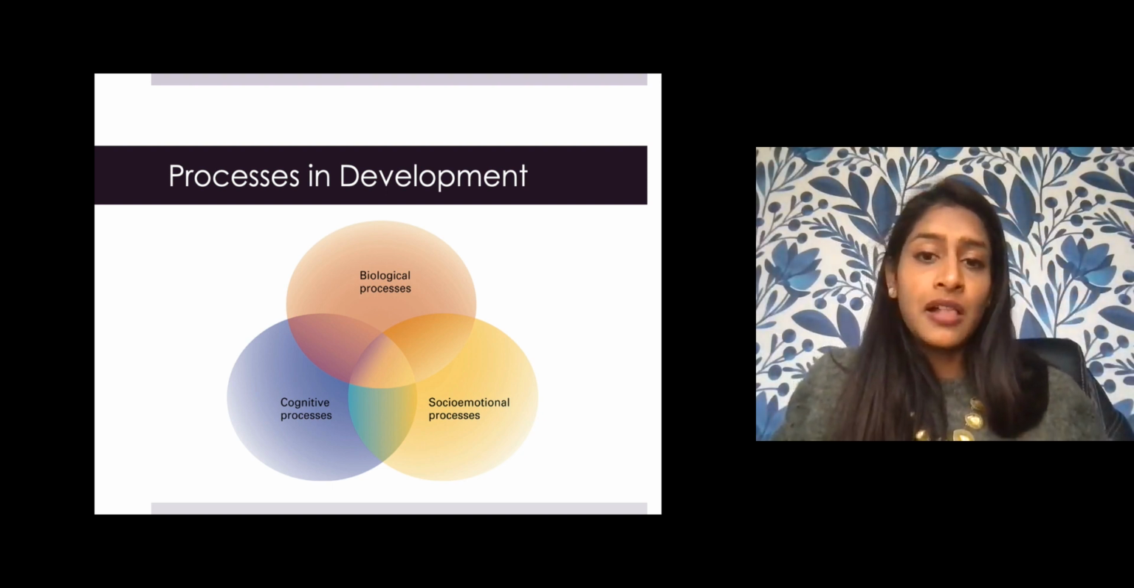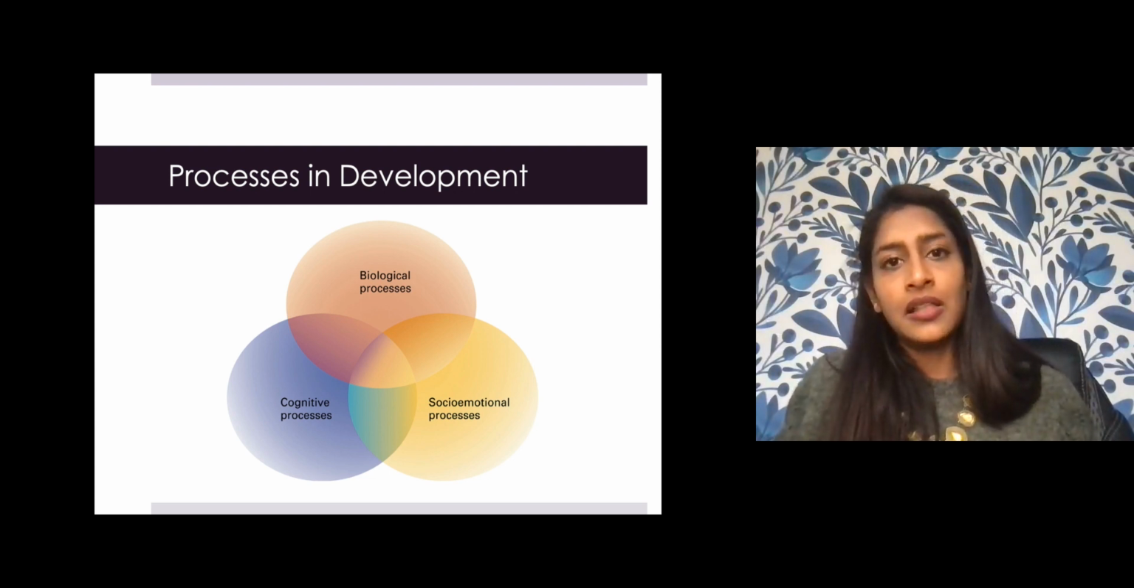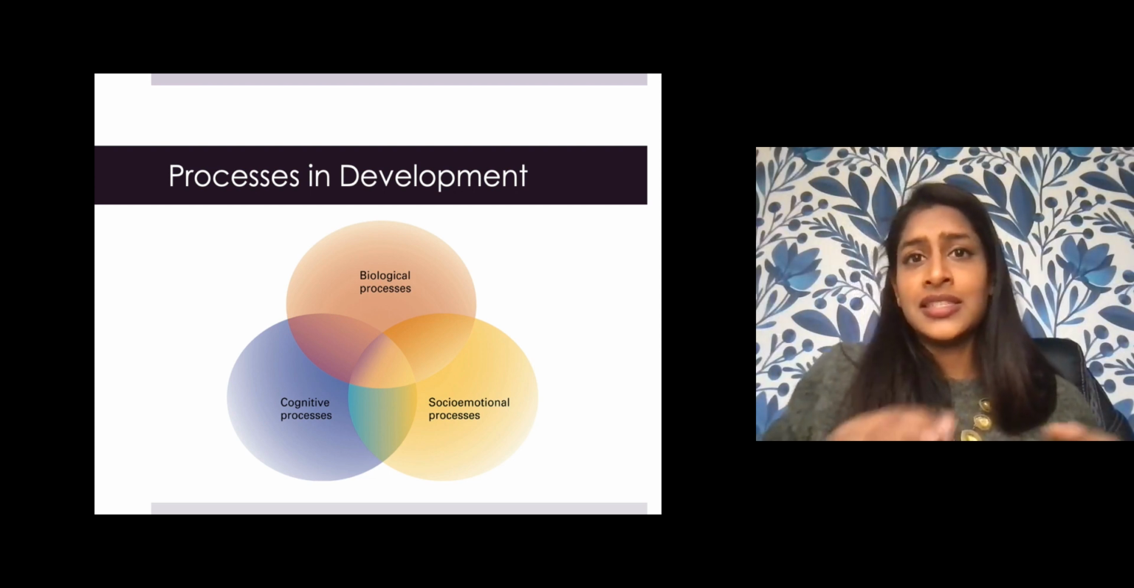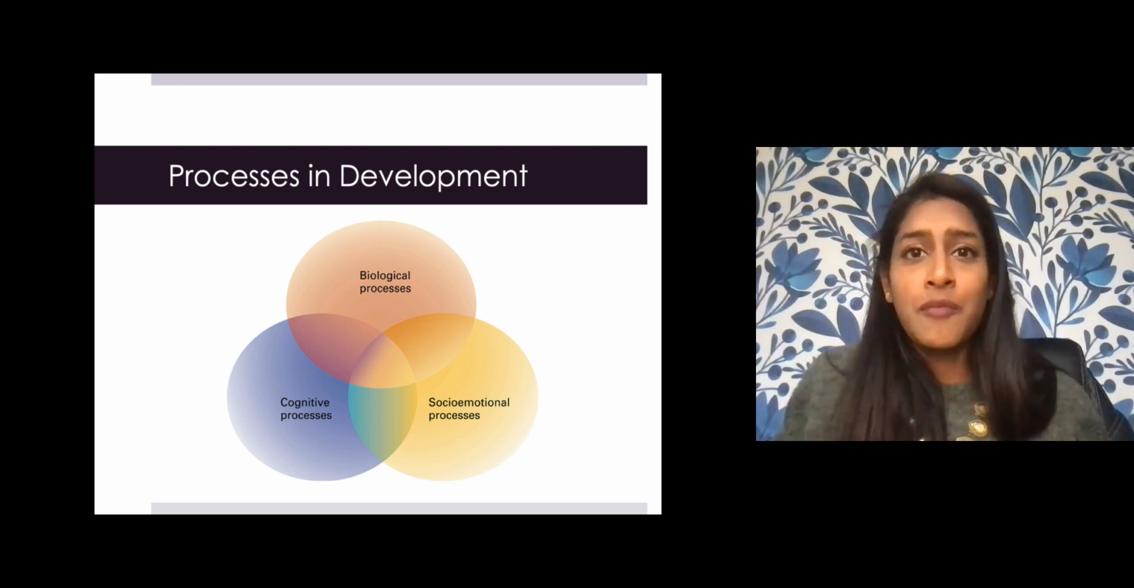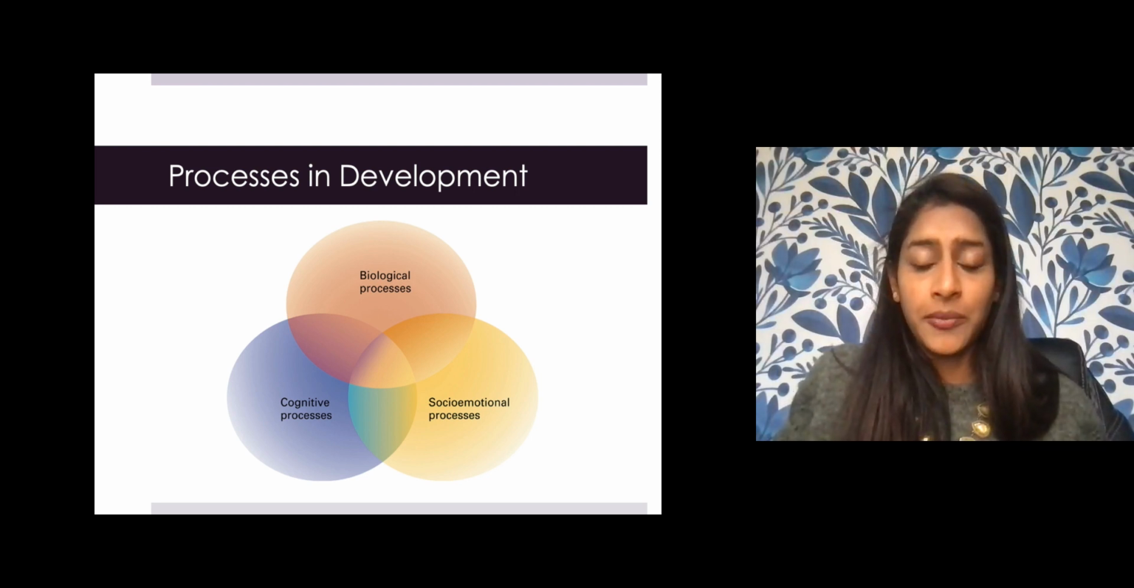So development doesn't just happen in a silo. In fact, development is an intersection of multiple processes coming together.